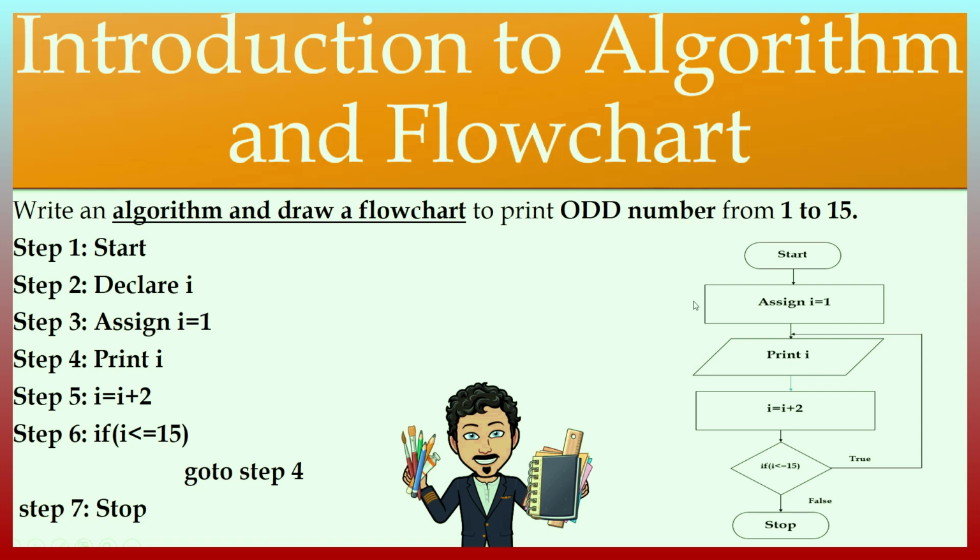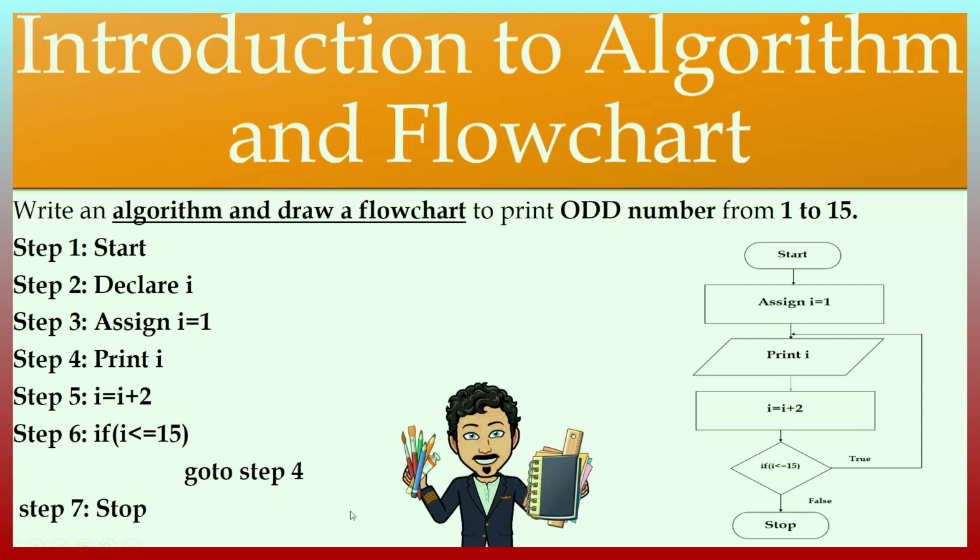Why? For example, 1. What is the next number? 3. What is the difference between 1 and 3? It is 2. And what is the next number after 3? 5. What is the difference? 2. So the difference between each number is 2. So I'm going to increment the number, I equal to I plus 2. Next comes the condition. If I less than or equal to 15. Why 15? Here you can see the last number I want to check is 15. I less than or equal to 15.